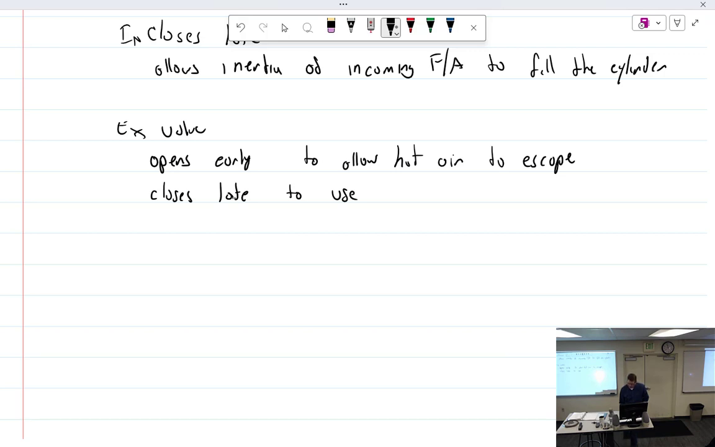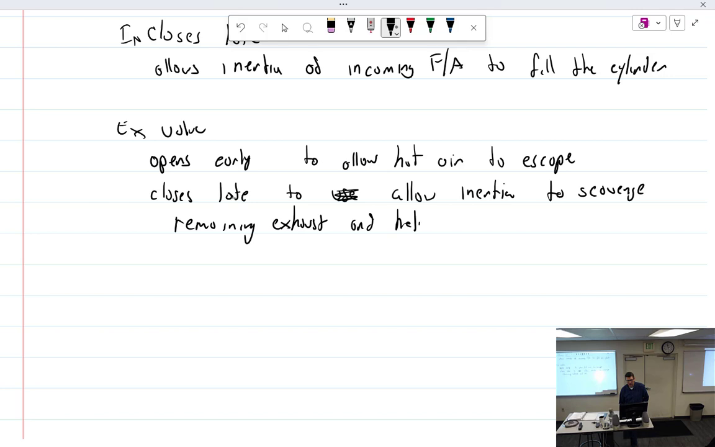Closes late to allow inertia to scavenge remaining exhaust and help bring in fuel air mixture.